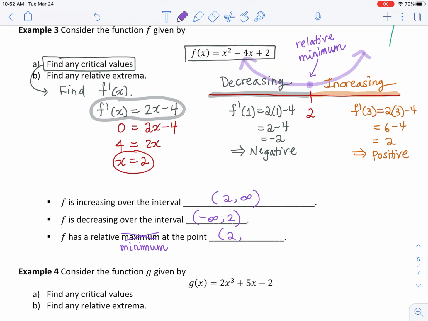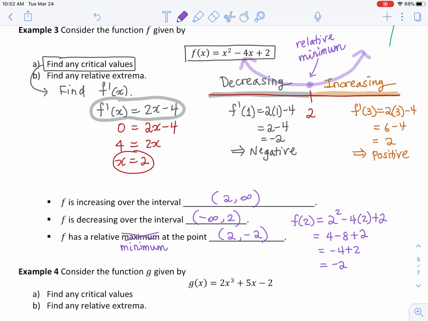Well, this is a little tedious part of this section. You're going to have to plug your critical value into the original function to find the corresponding y value. So 2 squared minus 4 times 2. This is where you do not plug into the derivative, so be careful, okay? 4 minus 8 plus 2, that will be negative 4 plus 2. We get the y value to be negative 2. So that's it. That's how you find the critical values, and that's how you find the relative minimum or maximum by plugging into the derivative and getting the signs.